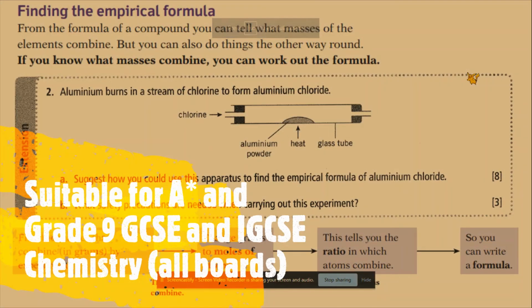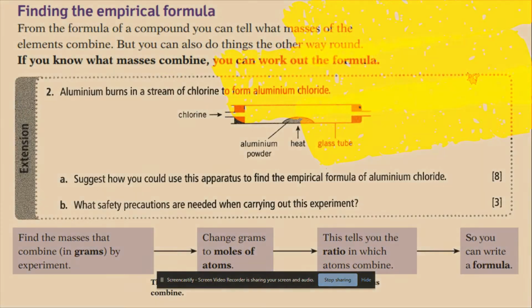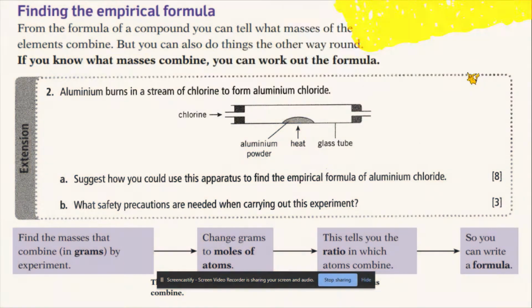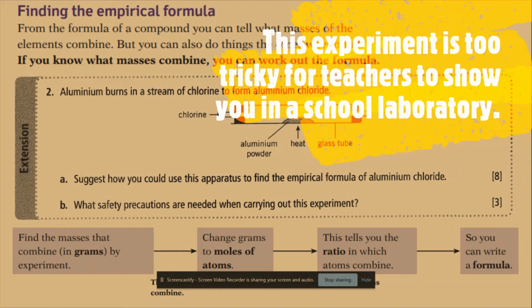Hi, this is a video that takes you through a GCSE demand type question on figuring out what to do with apparatus to find empirical formula. The objective is to be able to come up with an experimental method to calculate the empirical formula for an experiment that perhaps you may not have been able to see in the laboratory of your school, because this is actually working with chlorine gas, and chlorine gas is a pretty nasty gas, I must say, to be able to deal with.